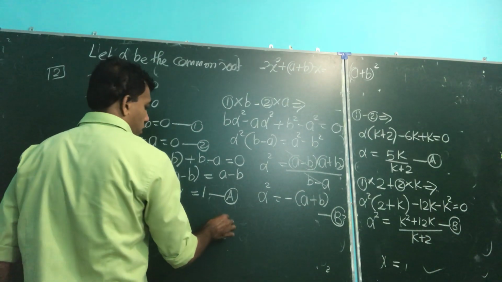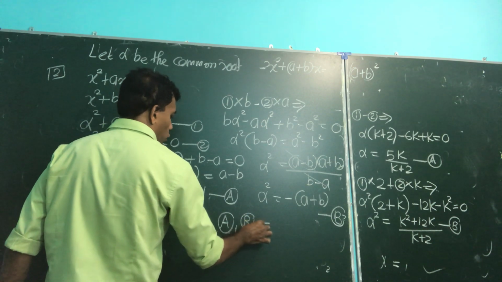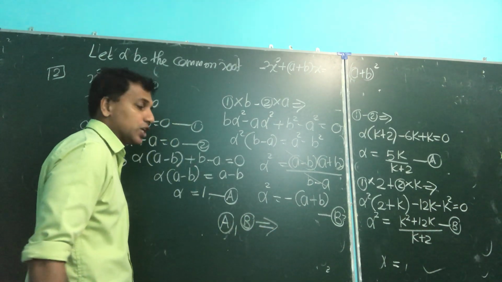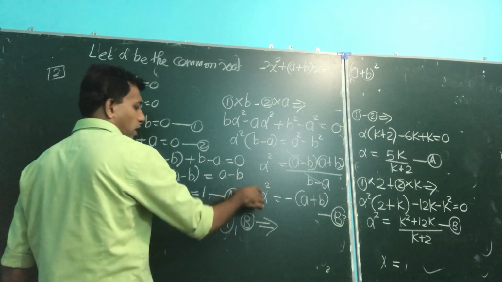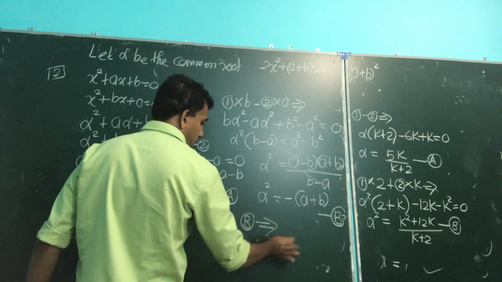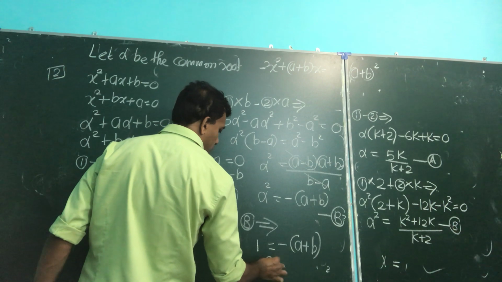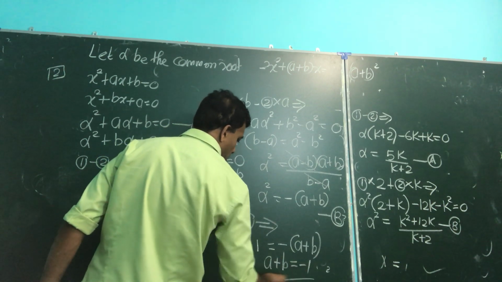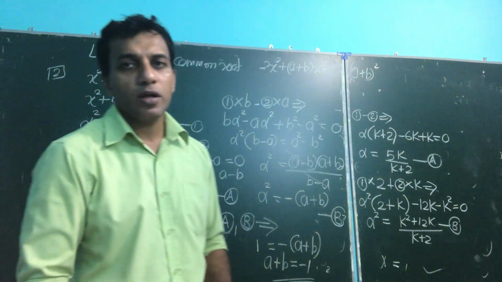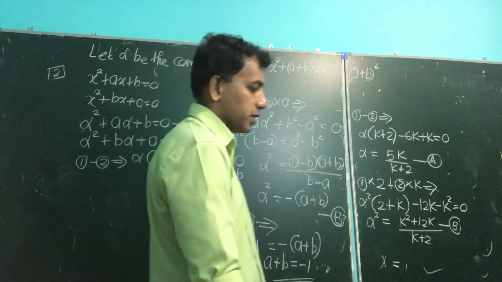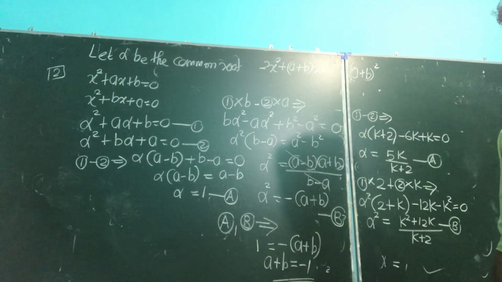So therefore, we get a relation. What is the condition here? If the two equations have a common root, what is the condition? Put alpha here, alpha square, so we put alpha for 1 square: 1 minus a plus b. Or otherwise, a plus b equals what? Minus 1, no? A plus b equals minus 1, right? That's the answer here for the common root condition. A plus b equals minus 1, right?